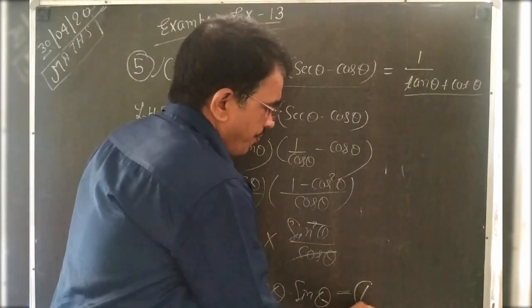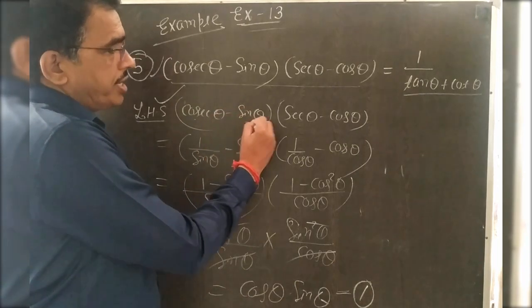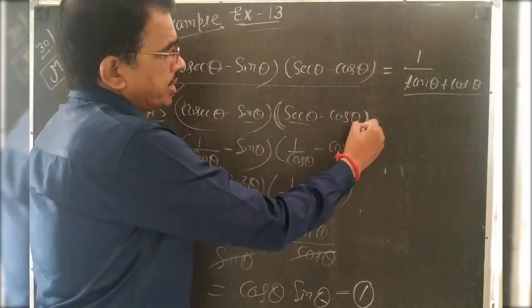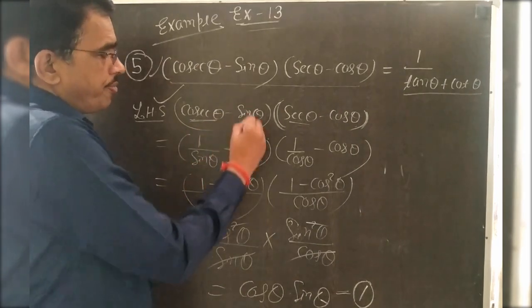So first I solve here. I write LHS: cosec theta minus sin theta into sec theta minus cos theta. This cosec is the reciprocal, 1 by sin, minus sin.